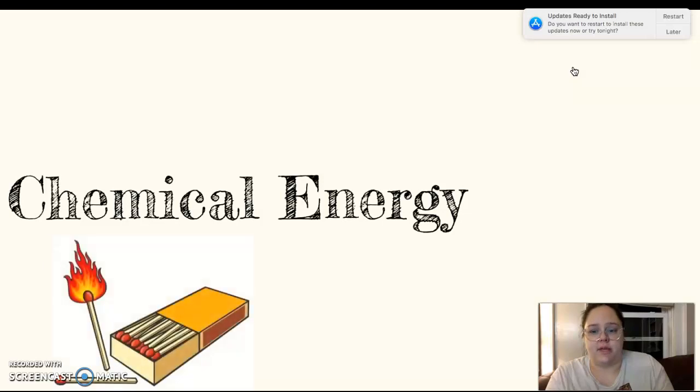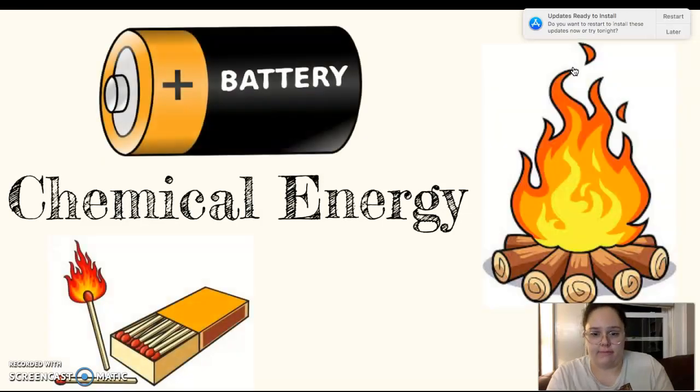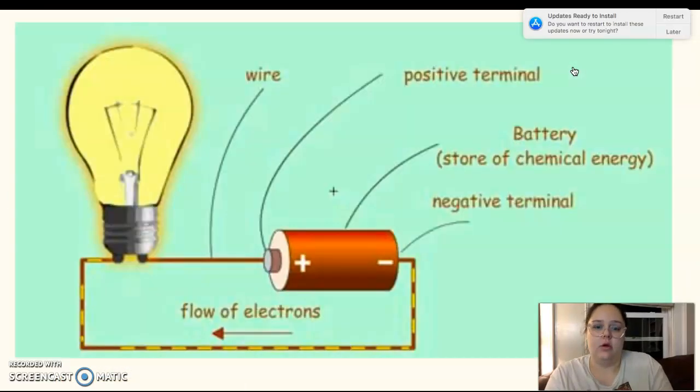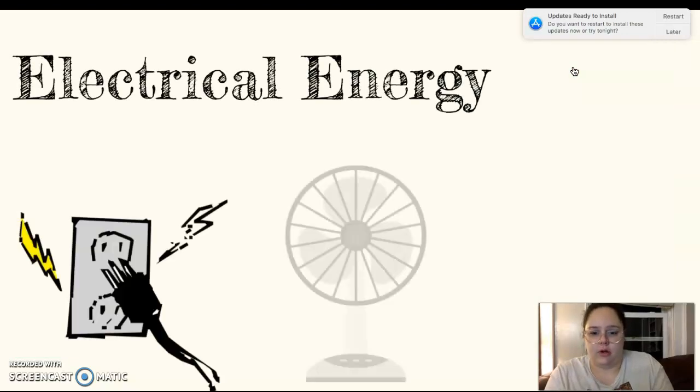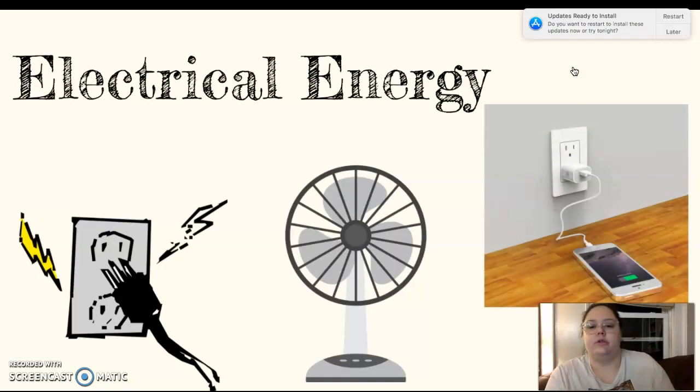Chemical energy has to be a change within the atoms, so making a fire, using a battery. And then electrical energy is anything that you plug into an outlet and you use electricity for.